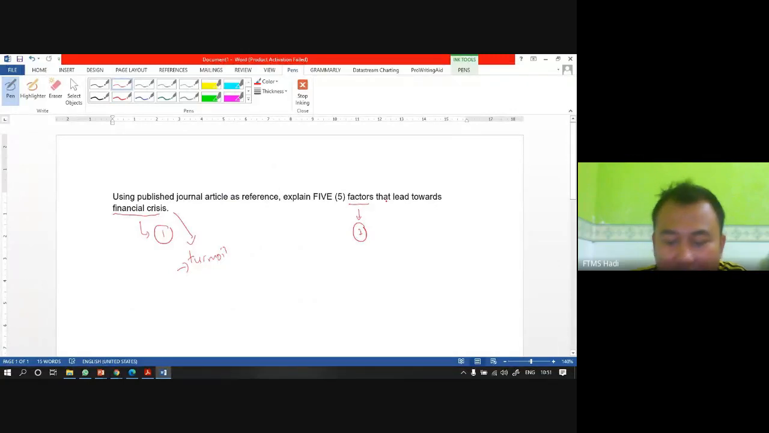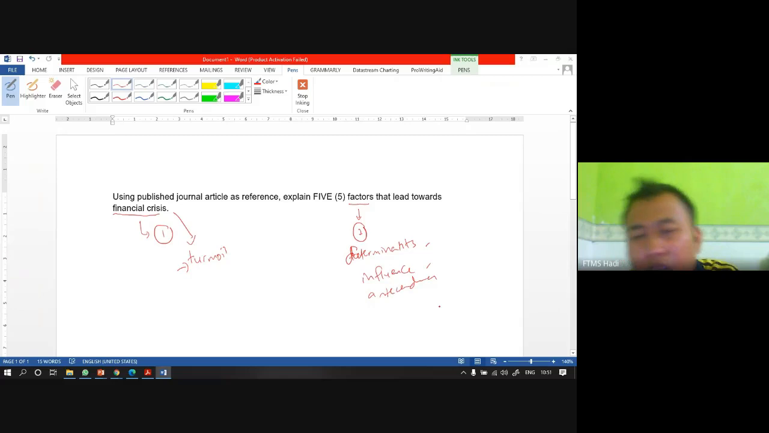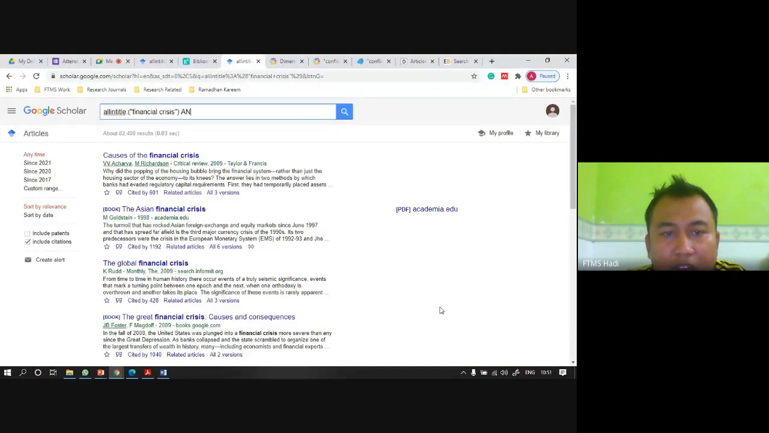For factors, you can go for determinants, influence, antecedents. But if you want to put 2, it's okay. Usually I will put AND, but one of the weaknesses of Google Scholar is you don't have to put AND. You just click the space bar and then come up with a new bracket. That is another keyword group as well. Determinants or factors.